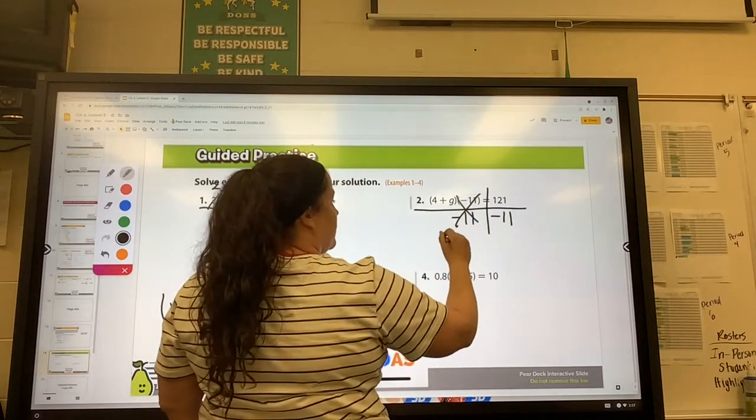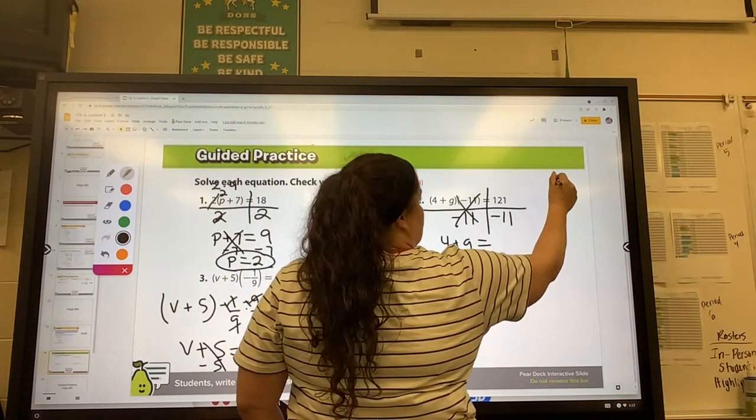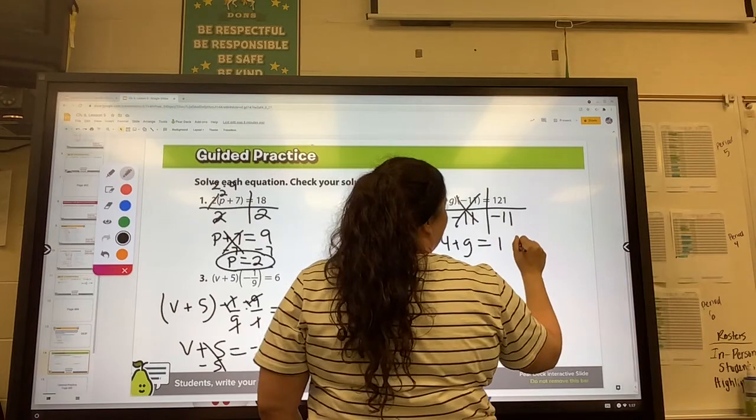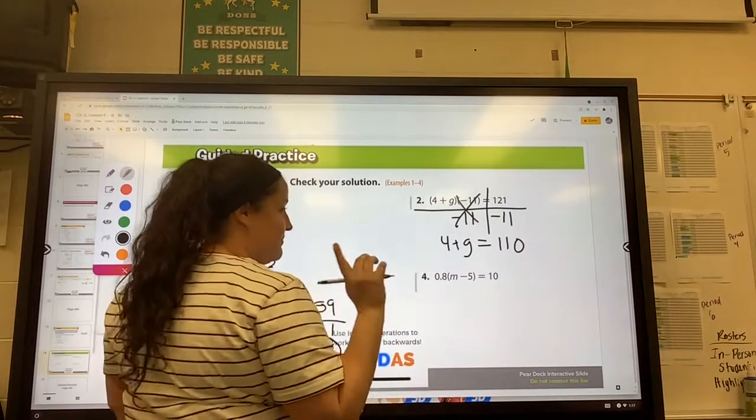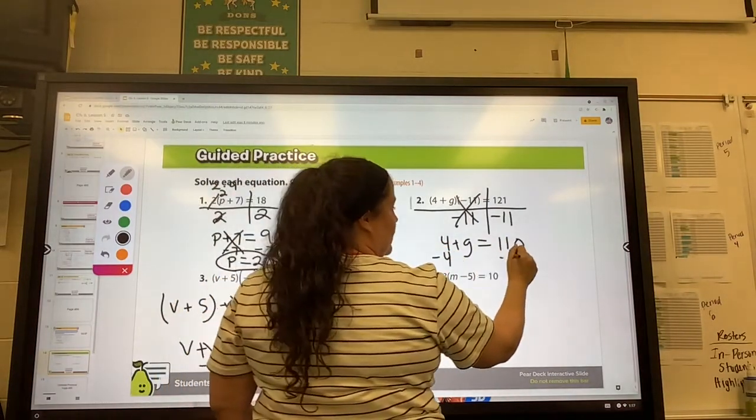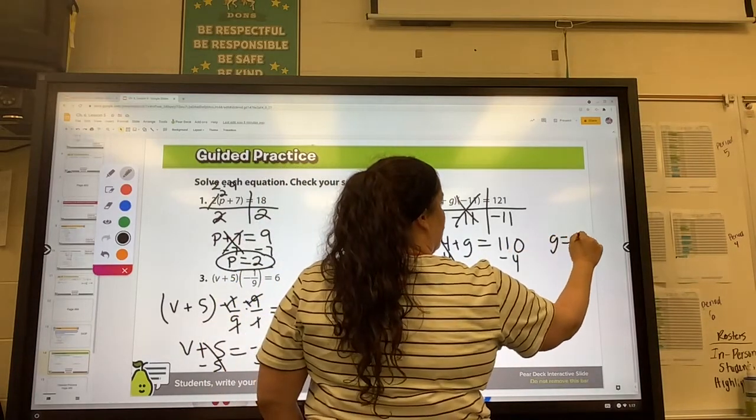That would cancel. 4 plus g would be left equals 121 minus 11 is 110, right? Yes. Sometimes you have to think things through a couple times. Subtract 4 on both sides, right? You'd be left with g equals 106.